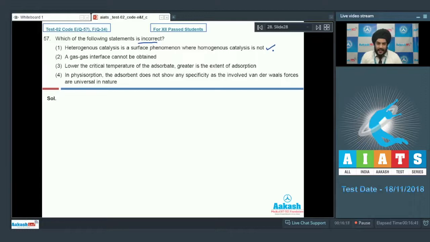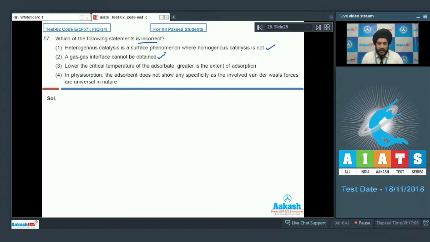Let us look at the second statement. A gas-gas interface cannot be obtained. This statement is also correct. Interfaces are generally obtained when there are at least two phases present inside a system. So gases always form a homogeneous phase or a homogeneous mixture, and as such the interface is generally not obtained.